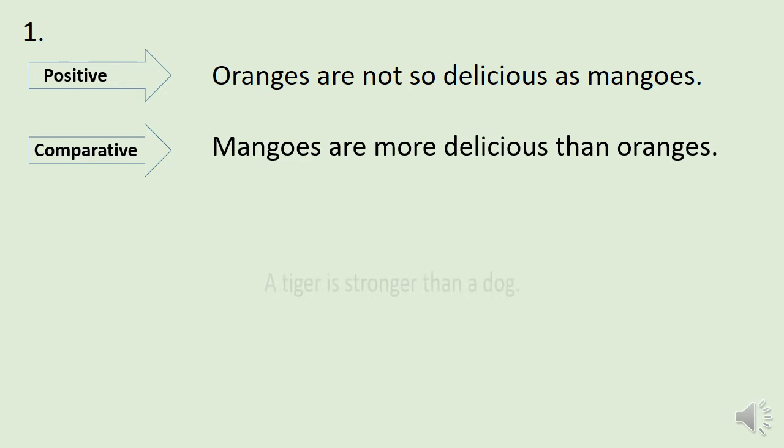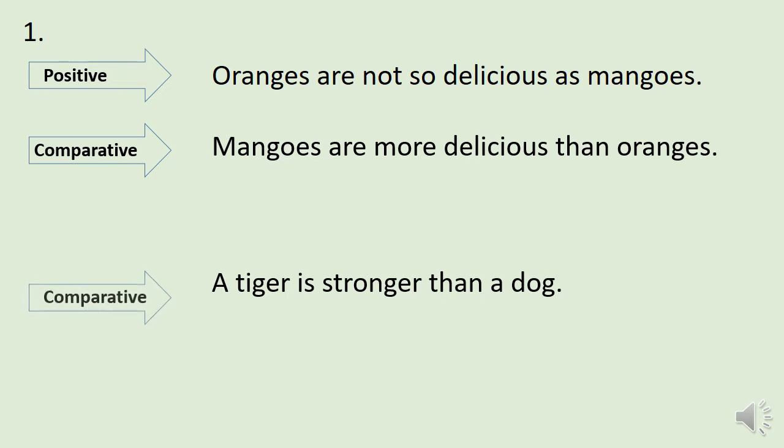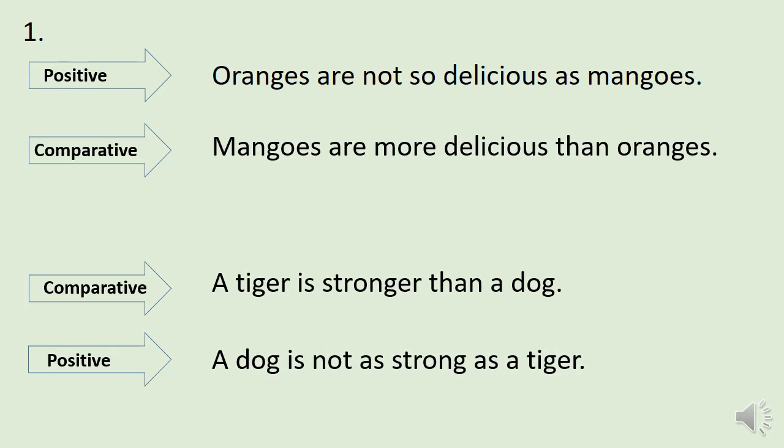Again, we have another sentence. A tiger is stronger than a dog. Dear girls, what's the degree of it? Yes. Because of the word stronger, we can understand that it is a comparative degree. And if we want to make it positive, we have to use strong instead of stronger. So, a dog is not as strong as a tiger. It is a positive degree.